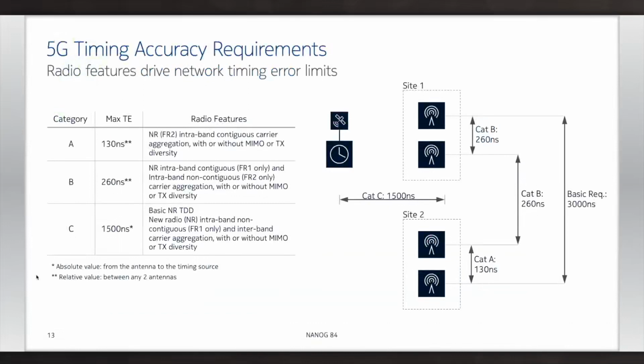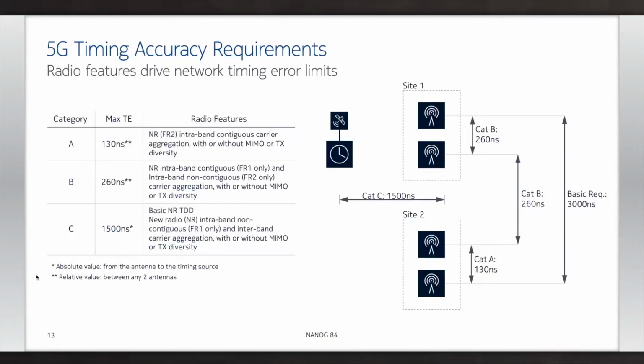We'll start with the right side of the slide, which shows the basic requirement for 3,000 nanoseconds. That is the basic requirement from 3GPP, where you need to have 3,000 nanoseconds between any two radios in order to enable the handoff between the two radios. That is the maximum admissible time error difference between any two radios in a mobile network. With that, we create essentially three categories of timing accuracy requirements.